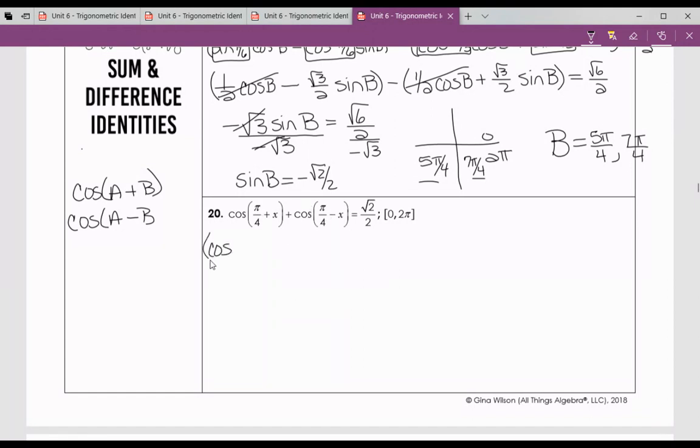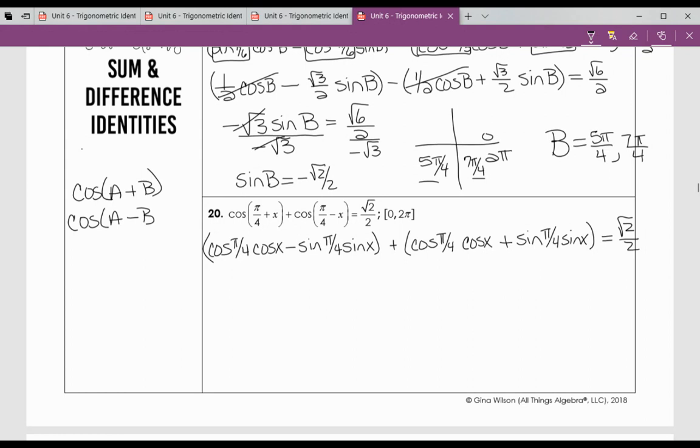So that would be cosine pi over 4 cosine x minus sine pi over 4 sine of x. I'm going to add, now I need to do my difference formula, which is cosine pi over 4 cosine x, and that would be plus sine pi over 4 sine x. And all of that is equal to square root of 2 over 2.